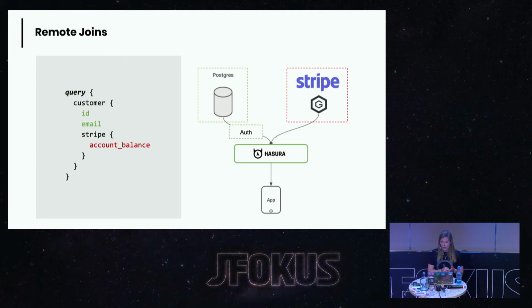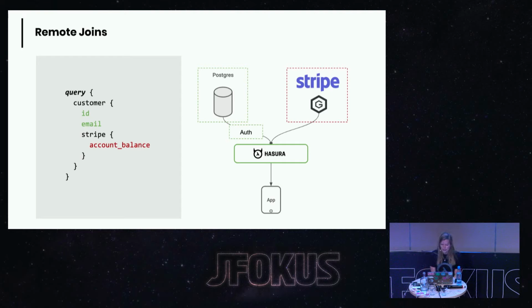But we said before that we don't want to make several API requests if we actually only need one chunk of data. And if I have different microservices, I might have to do this. So we're introducing a new feature called remote joins, where you can have relationships across schema and then have one query to query several resources.